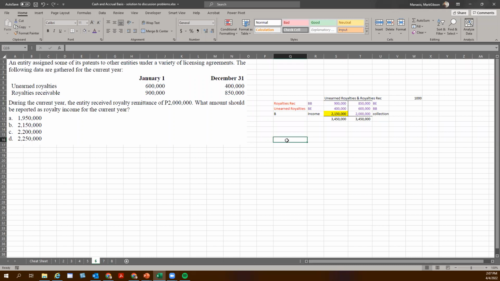Okay. So pansinin nyo class, ang ginagawa nating approach, sabi kasi diba natin, by introducing these T accounts, we are minimizing the amount of time that we spend in analyzing. Kasi nga sabi natin, this is part of our preparation. Pero kung halimbawa i-analyze naman natin to account per account, you'll get the same answer. So the total royalty income would be 2,150,000 or letter B. So that's problem number 6.